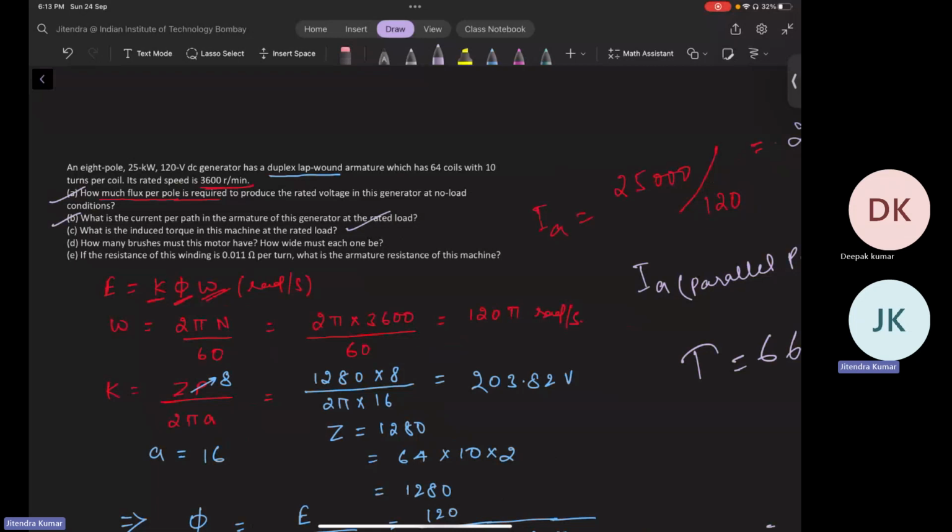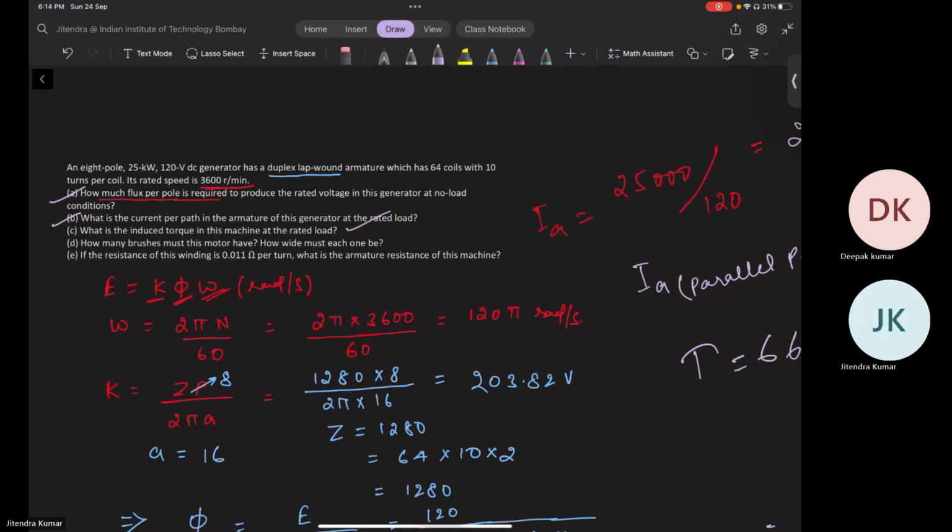Now coming back to part D. How many brushes must this motor have? Sir, 16. 16. Okay. According to your logic it makes sense, but in the actual scenario it will be 8, because the number of brushes is equal to the number of parallel paths. You are correct that it is 16, but it is a duplex wound, right?